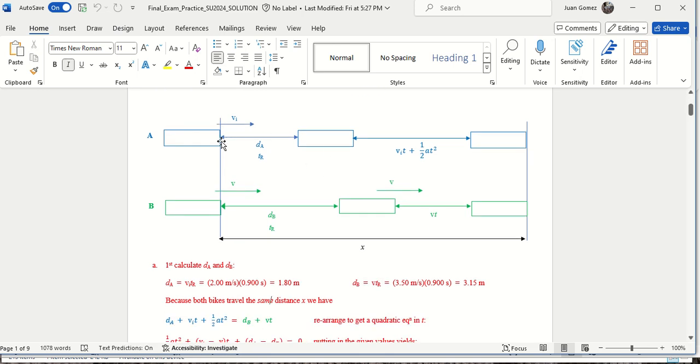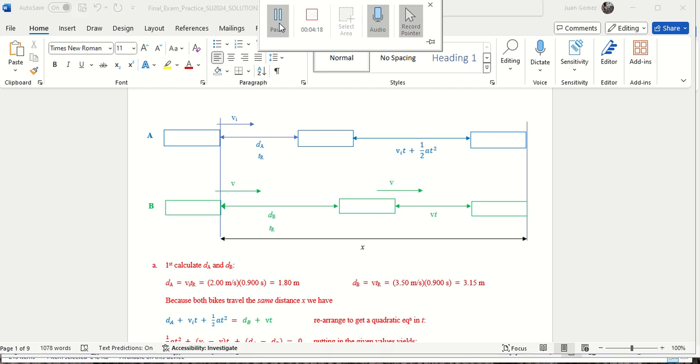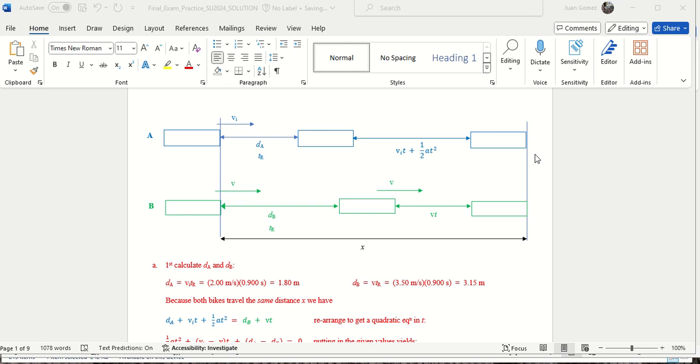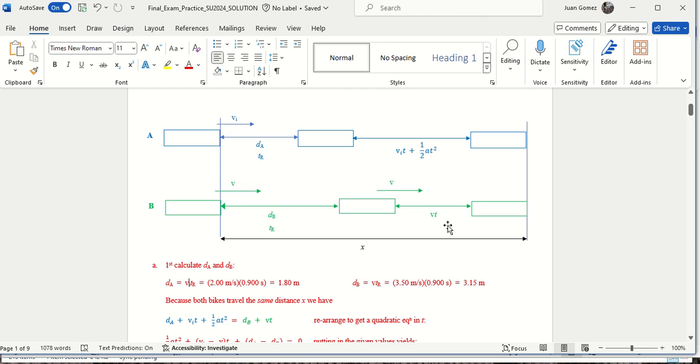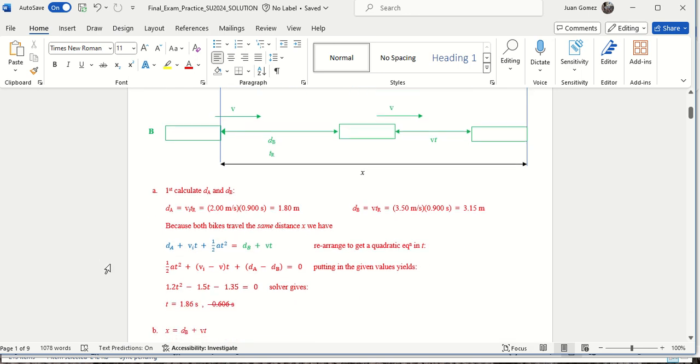Then remember, now look at the diagram. Well, just set the distance that A travels, the total distance x, because they both move the same distance x. So just look at the expressions for the total distance x. Just look at the blue. You have dA, your x is equal to dA plus v initial t plus 1/2 at squared. Just look at the blue equation. Then look at the same distance x for bike B. That distance is dB plus vt. So you want to set them equal right here.